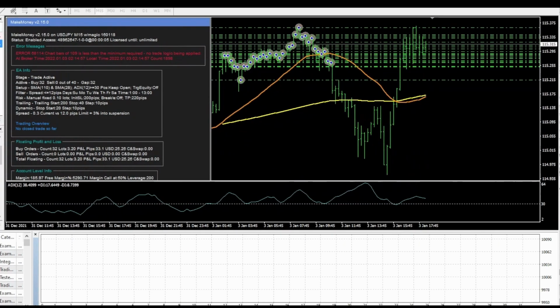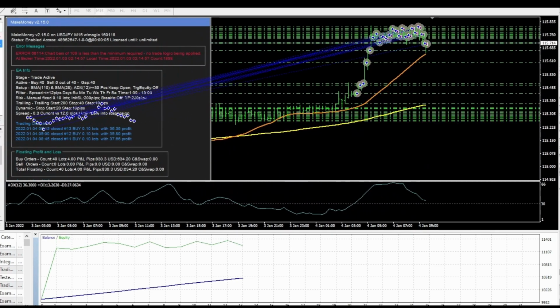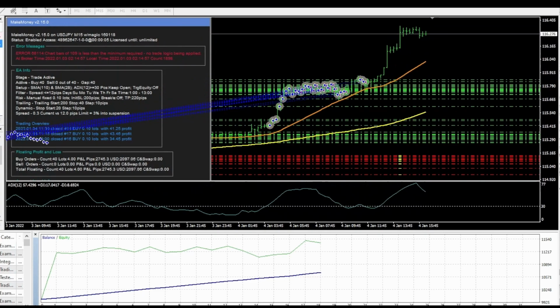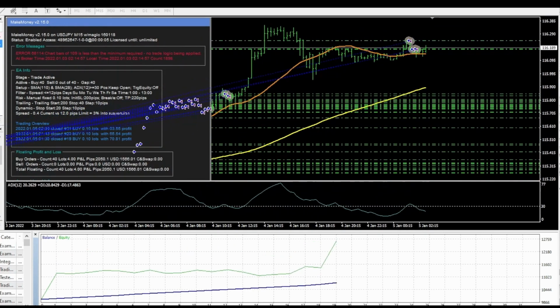A lot of the strategies you see on TradingView and YouTube are so complex. They've got like 5, 6, 7 different indicators there, and I have no idea what's going on. People say keeping it simple is best. The Make Money is a perfect example. You've just got 2 moving averages and ADX. Combined with a multiplier effect, you can have fantastic results.